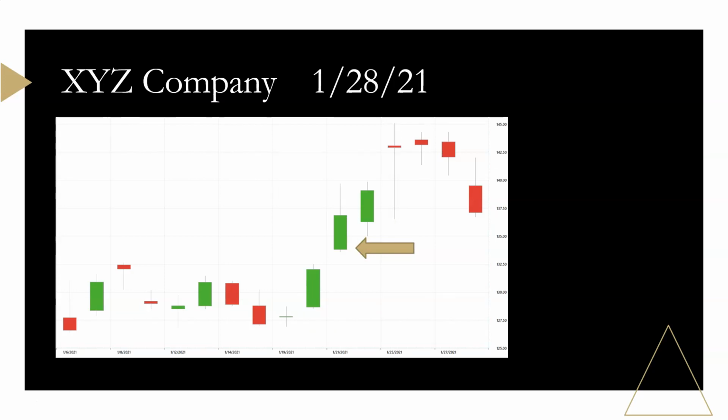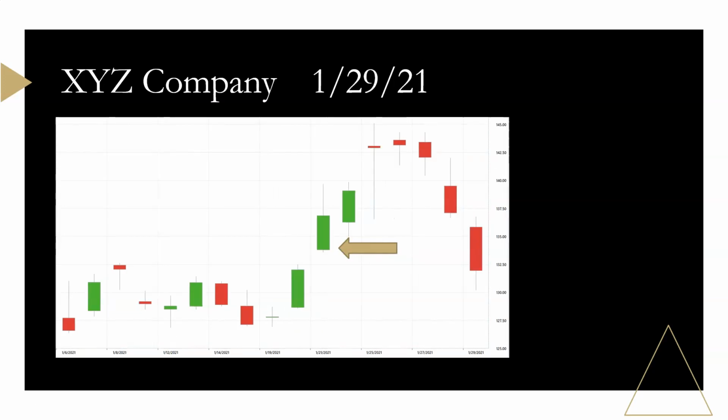Then the 28th comes, and the 29th. Uh-oh. It looks like your shares are now worth $132 apiece. What was once a $9 per share profit has suddenly turned into a $2 per share loss.